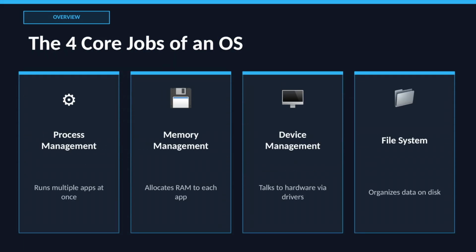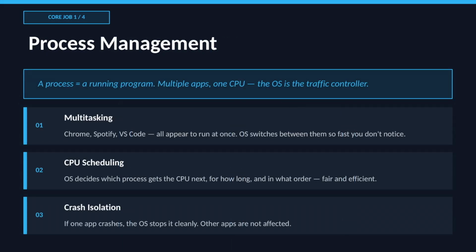So, let's understand what exactly an OS does. It has four core responsibilities. 1. Process management. 2. Memory management. 3. Device management. And 4. File system management. We are going to look at each of these one by one. These four things are what your OS is doing every single second in the background. Let's start with process management.